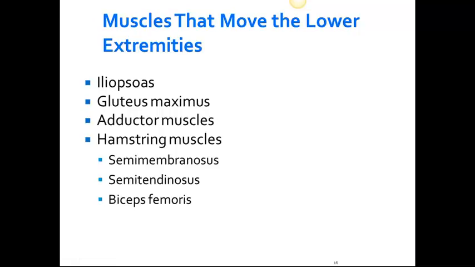Iliopsoas is one of the muscles of the lower extremities, which flexes the thigh, but can flex the trunk if the thigh is fixed or immovable, such as when we do sit-ups. The gluteus maximus extends the thighs. Adductor muscles adduct the thighs, and our hamstring muscles flex the leg. So in the hamstring muscles, we have the semimembranosus and the semitendinosus and the biceps femoris muscles.